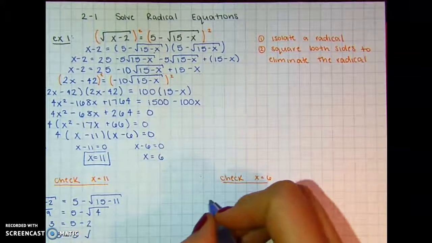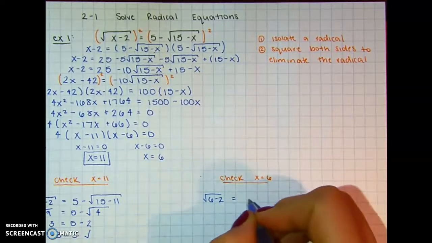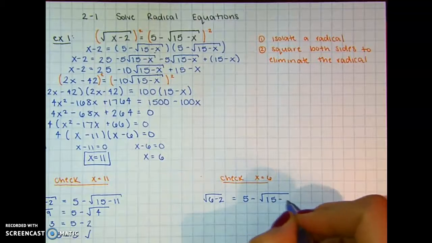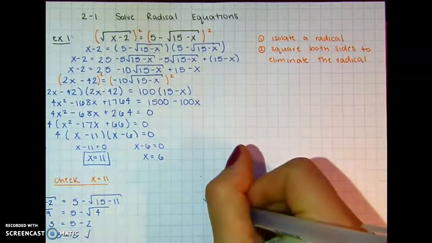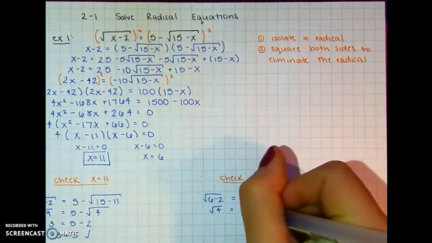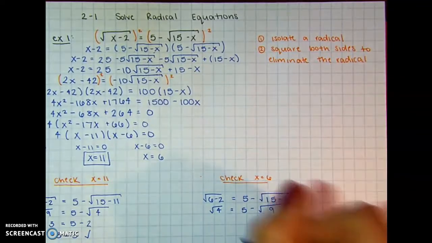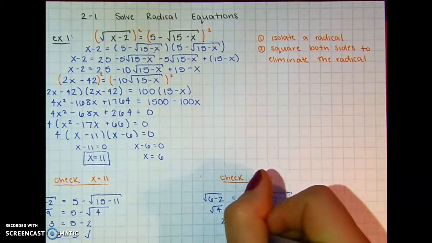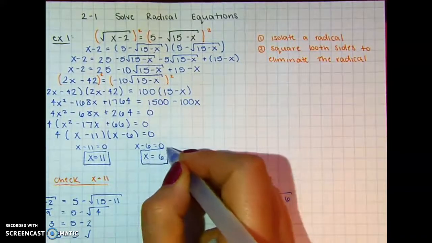And then for 6, we've got the square root of 6 minus 2 equals 5 minus the square root of 15 minus 6. Right? So 6 minus 2 is 4. 15 minus 6 is 9. So we get 2 equals 5 minus the square root of 9, which is 3. So we get 2 equals 2. Couple of things. So actually both of these are solutions. That is not always the case.